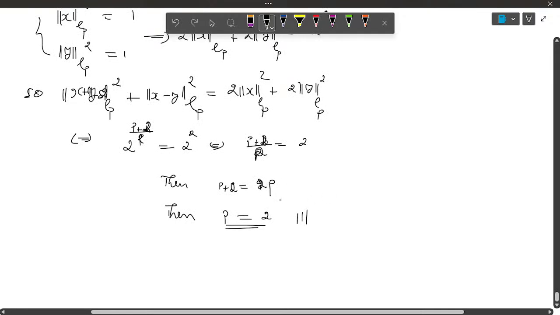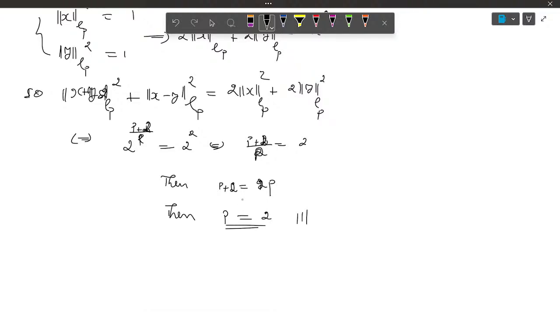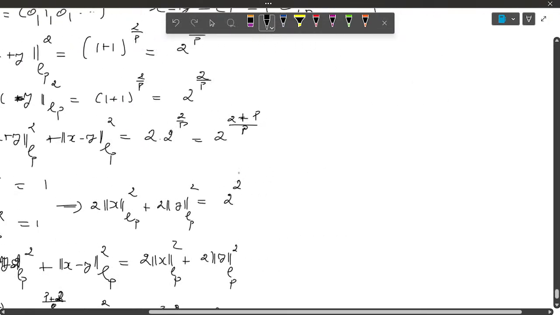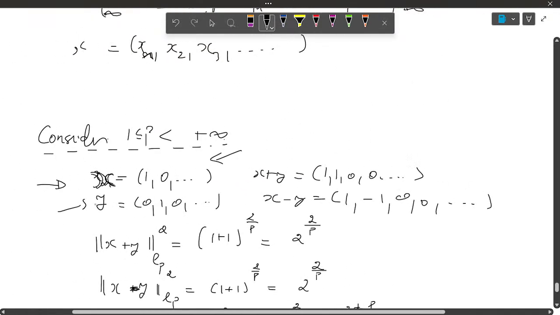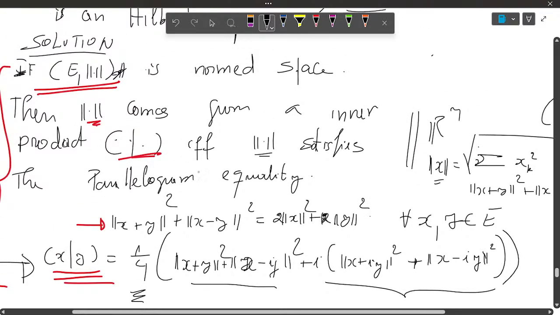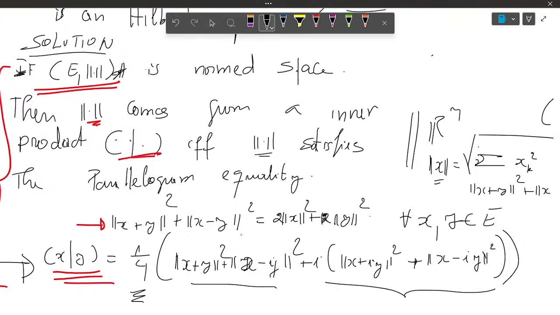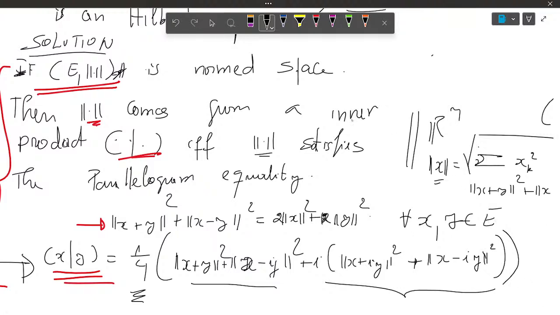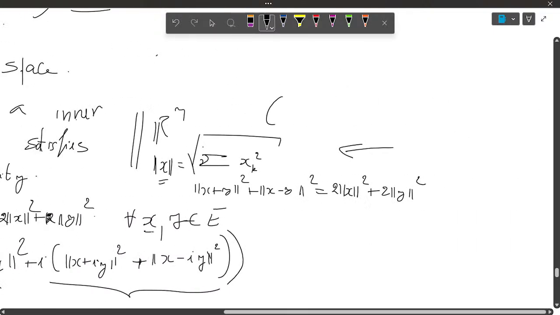If p is not 2 and p is finite, if you take any other p like that, and you take only these two choices of x and y, you see that you don't have the parallelogram equality. But the theorem says that the parallelogram equality must hold for all x and y. So if we already found one x and one y where the parallelogram equality is not satisfied, we can already conclude that we have a problem with this property.